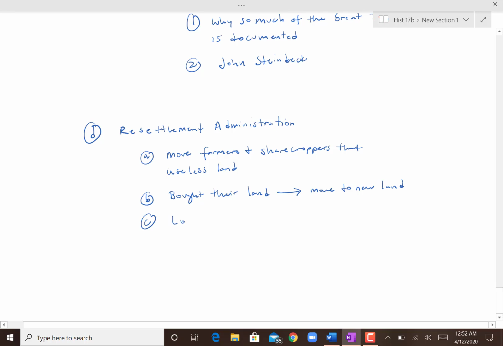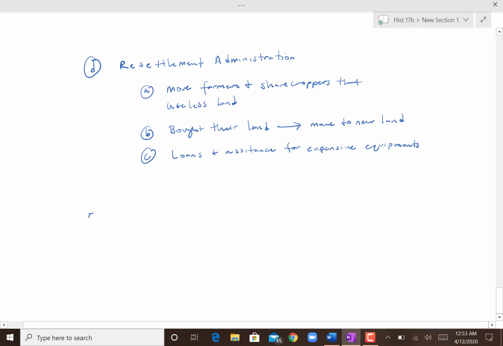They also provided loans and assistance for the expensive farm equipment. So it essentially was a whole program to get farmers back on their feet, starting over again in a new location where they actually could.